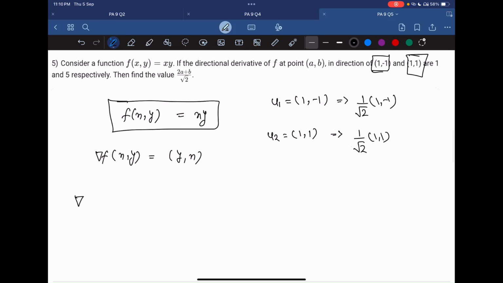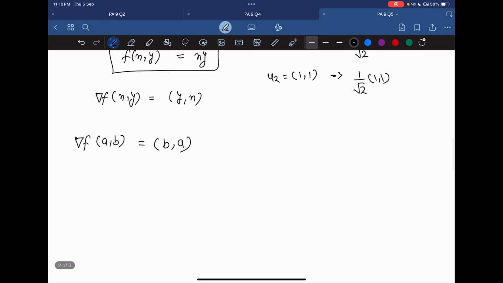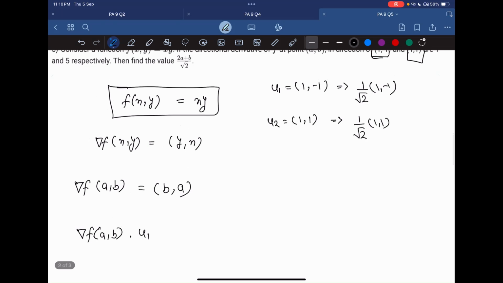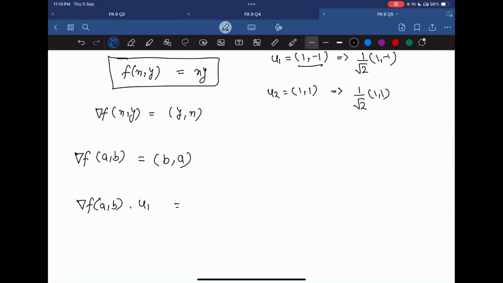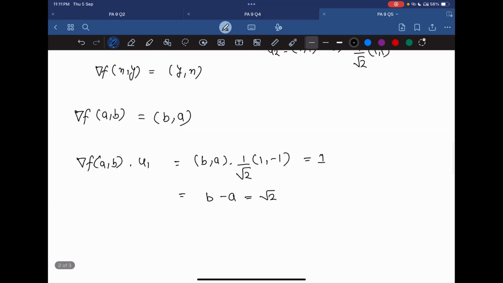Now we can just take the gradient of f at the point a comma b. Here the x value would be a and the y value would be b, so this would become b comma a. So now the directional derivative at the point a comma b with u1, that is our 1 comma minus 1, is given to us as 1. So that is b comma a dot 1 by root 2 times 1 comma minus 1, which is given to us as 1. On simplifying, we will get b minus a equal to root 2.